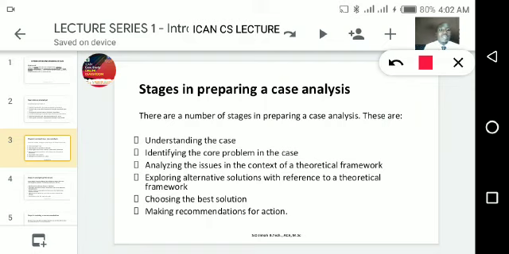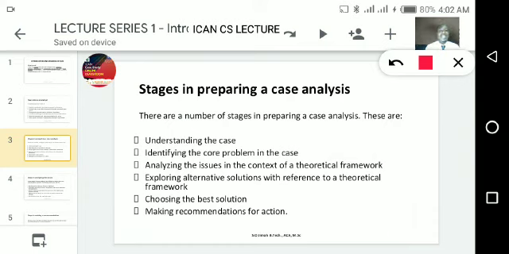Most of the times, you will be asked to use a particular model, or you have to select the model or theoretical framework you will use yourself. So you need to be able to analyze the problem with a particular theoretical framework. Now, the other stage is that you need to explore alternative solutions with reference to a theoretical framework. Then you choose the best solution. And the other part is you make actionable recommendations.